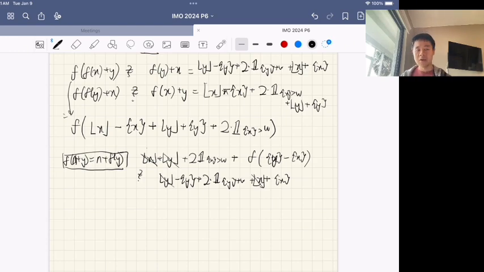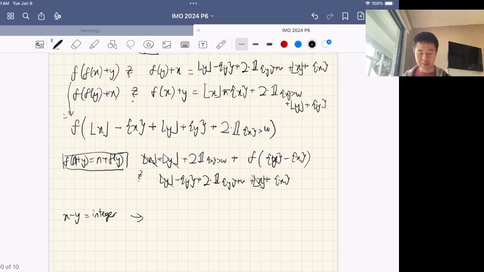Okay, now one thing for sure: if x and y are integers, that means these two must hold simultaneously. These two, and then these two are the same, so this one becomes 0, and then f of 0 becomes 0, equal to 0, so our condition holds automatically. So this is a pass.